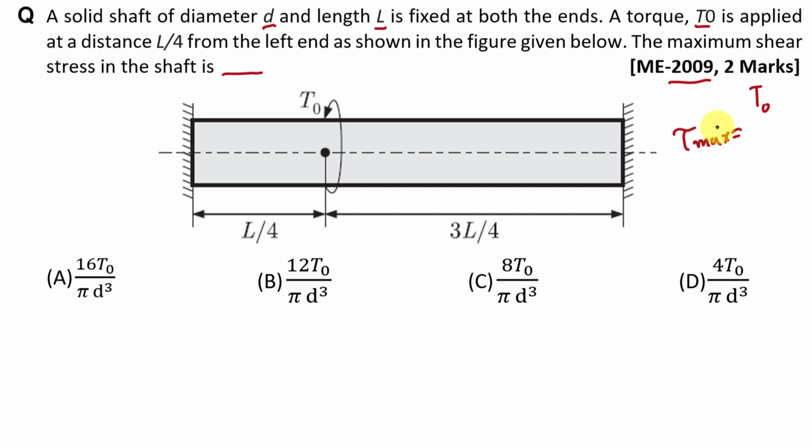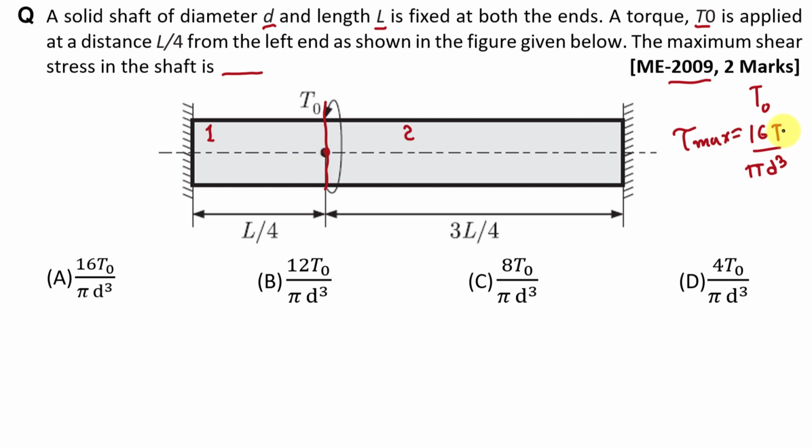We know the equation of tau maximum, that is 16T by pi d cube. And here T is the value of twisting moment in the shaft. In this example, this T0 twisting moment is applied at this point, which is at the distance of L by 4 from this end. And here we can assume that this left side of shaft is shaft 1 and this right side of shaft is shaft 2.